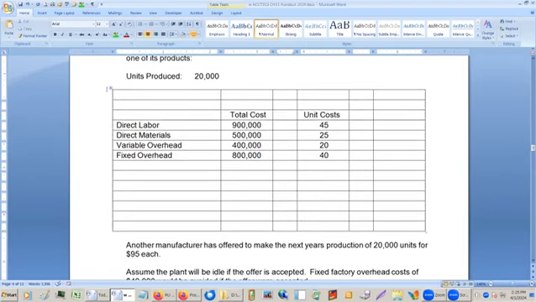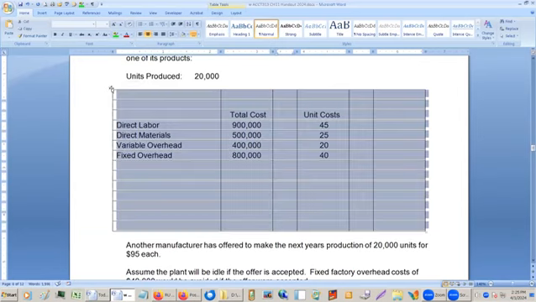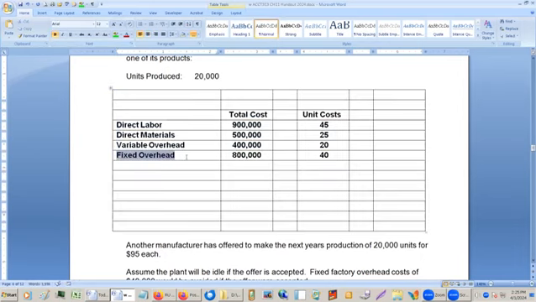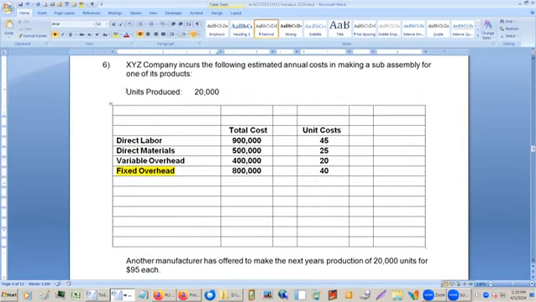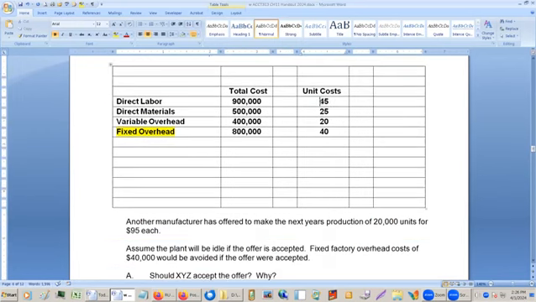This one has a couple of little tricky things to it. First of all, notice that the fixed overhead is down here. The first one isn't the fixed overhead. The fixed overhead is down at the bottom now. And the per unit cost, you can actually get these by taking 900,000 and dividing it by 20,000, and you get the unit cost of 40. These should be dollars.